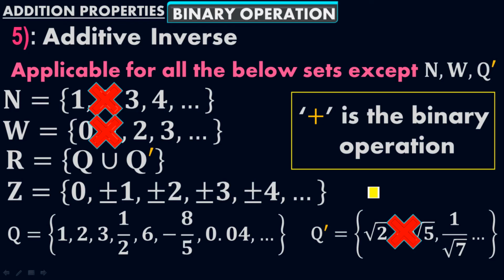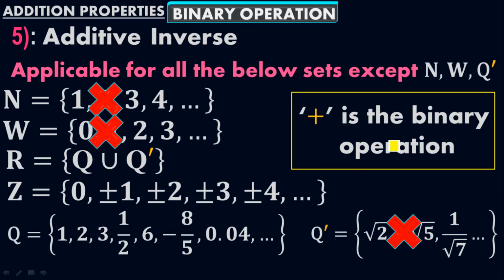We know that according to the additive inverse property, A prime plus A equals 0. 0 should also belong to set of irrational numbers. But actually 0 is not a part of irrational numbers. 0 does not belong to set of irrational numbers. Therefore, we can write that additive inverse property is not applicable for the set of irrational numbers.